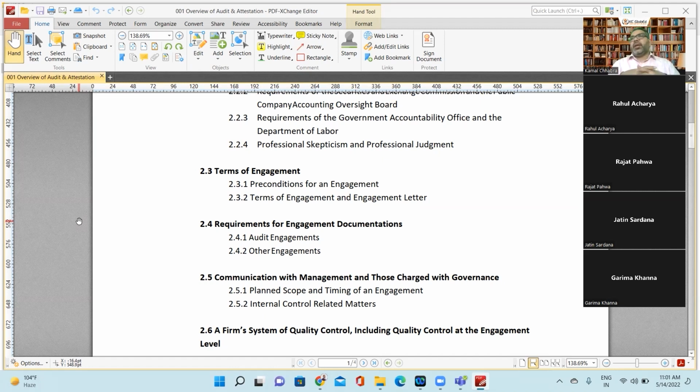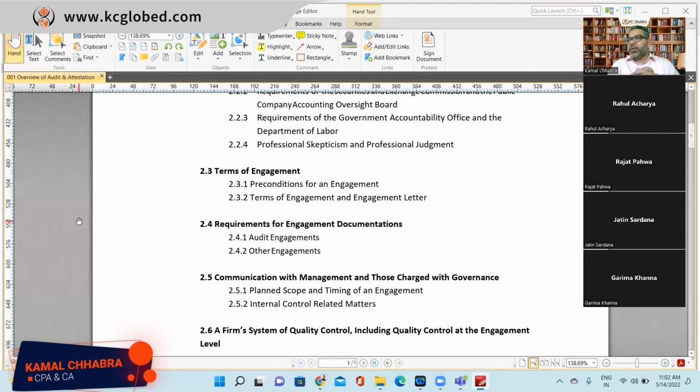Yeah, so management includes senior management, right? Which includes like CEO, CFO, CTO, right? Or maybe like vice president, those kind of senior level management people. And yes, those charged with governance, for a private company, it's the board of directors, you can say, and the shareholders. And for a public company, generally the audit committee is considered as those charged with governance, right?